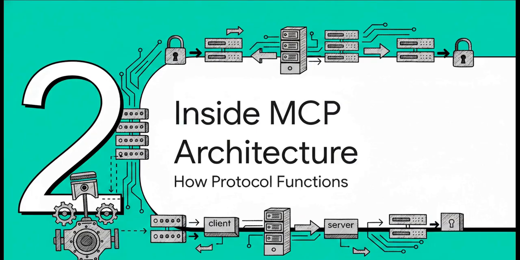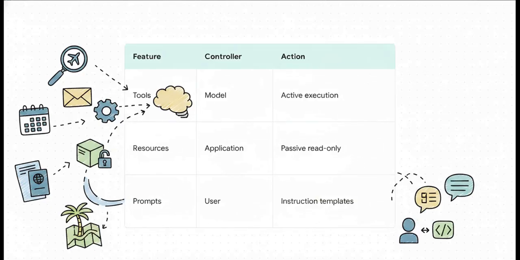Moving right along to Section 2, inside MCP architecture. Let's look at exactly how this protocol functions. So, the engine powering this protocol relies on three distinct building blocks. First up, we have tools. These are actively controlled by the AI model itself. You can think of tools as executable functions, like searching for flights or sending an email, that the model actively decides to use based on whatever you asked it.